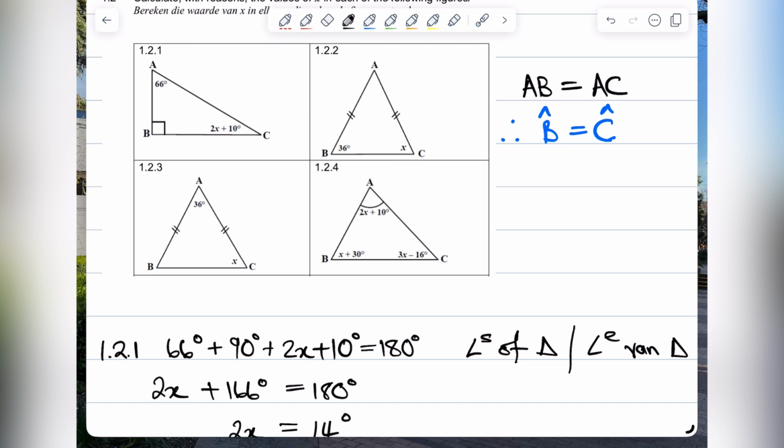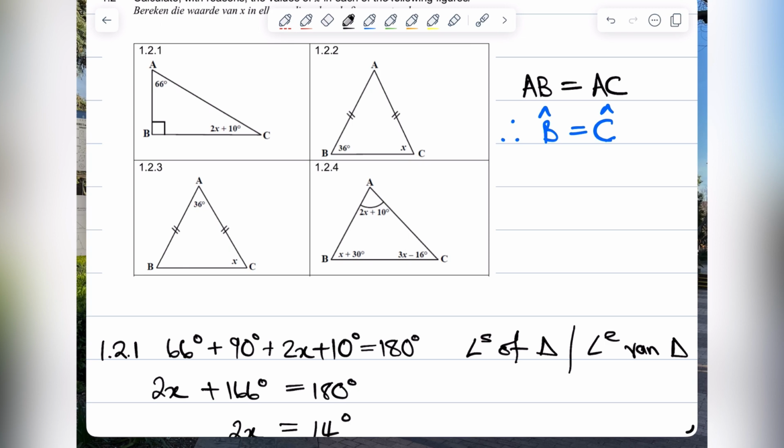In other words, angle C, hoek C is gelyk aan x in beide van hierdie vrae, 1.2.2 en 1.2.3, maar die 36 grade is in verskillende plekke nou. So in 1.2.3 is jou 36 grade geskuif na hoek A toe.